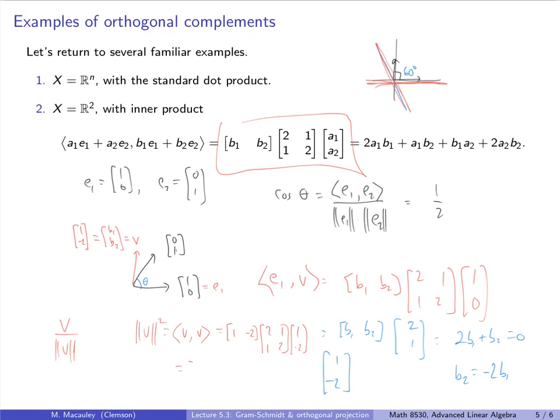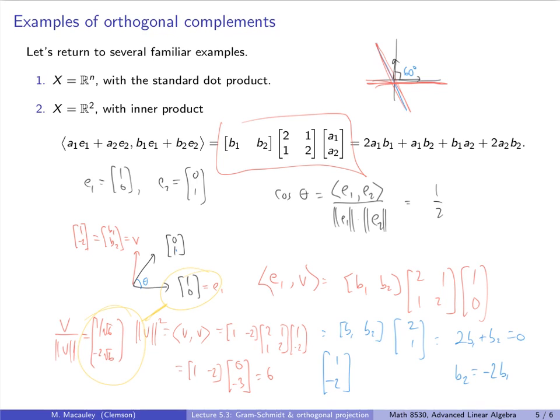So this is 1, negative 2. And now we get 2 minus, so this is 0. And then this is 1 plus negative 3, right? So this is 6. So the norm of v is root 6. So this is going to be 1 over root 6 and negative 2 over root 6. So now if we take this vector and 1, 0, this is an orthonormal basis.